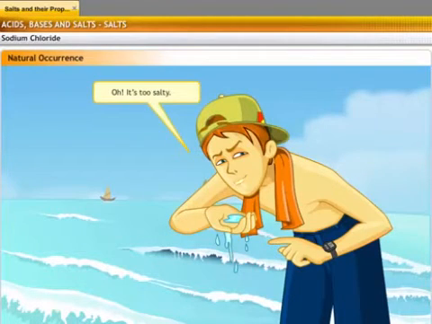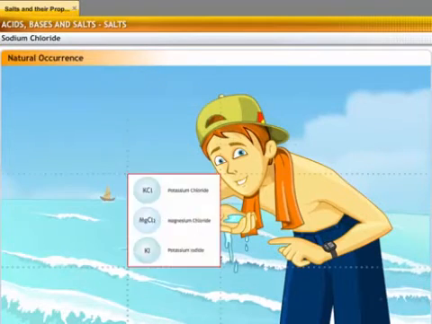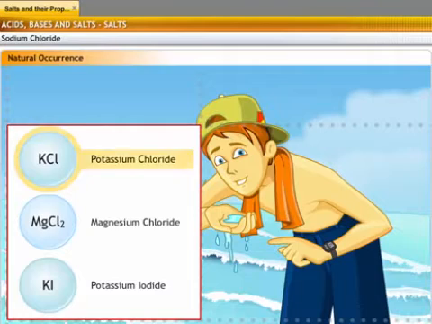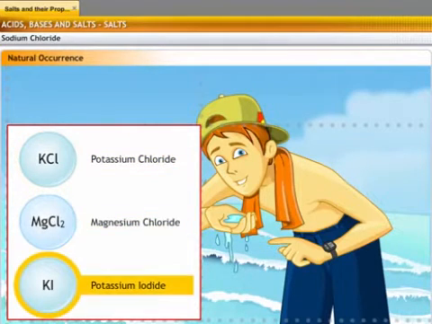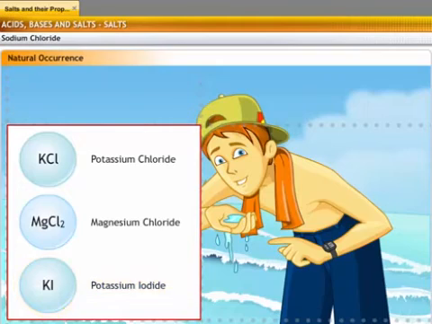Oh, it's too salty. Seawater contains many dissolved salts like chloride of potassium, magnesium, iodides of potassium, etc. Although the most abundant sea salt is sodium chloride or common salt, sodium chloride is obtained from seawater by the process of evaporation.